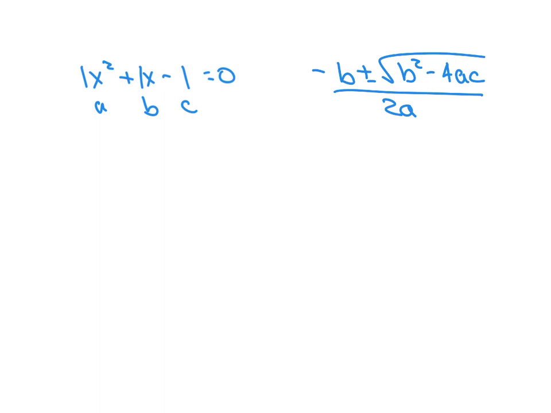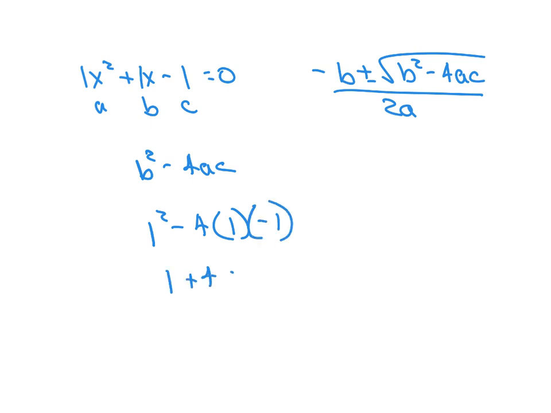So I'm going to just look at the discriminant. You don't have to do anything else. So b squared minus 4ac. b squared would be 1 squared minus 4 times a, which is 1, times c, which is negative 1. So 1 plus 4 equals 5. So 5 is the number that goes under here.